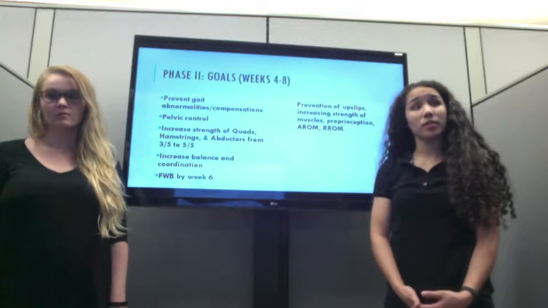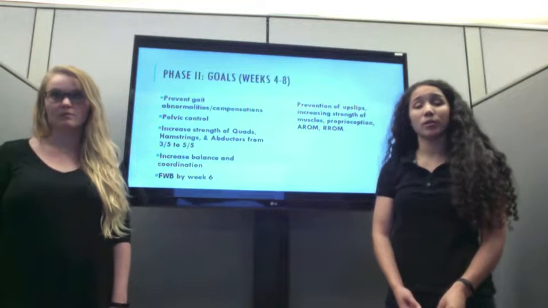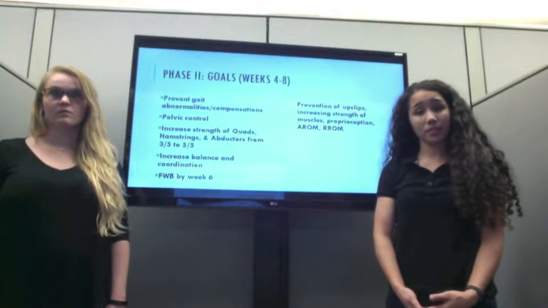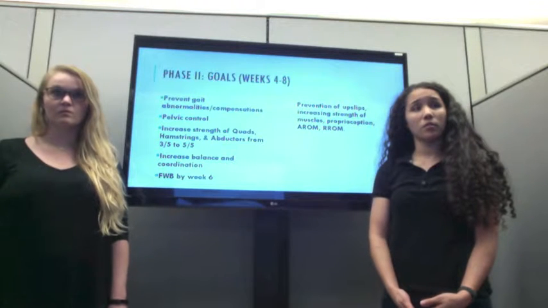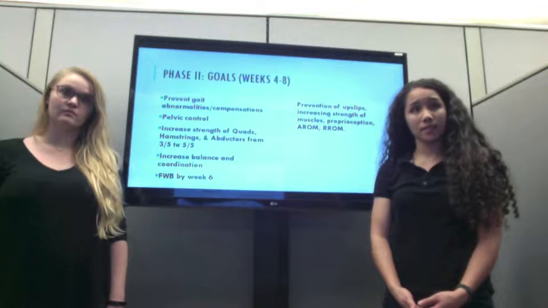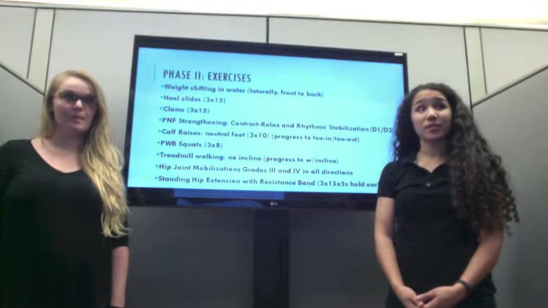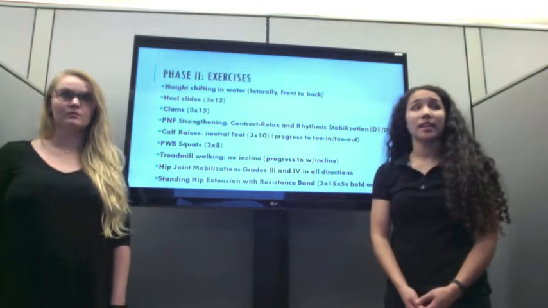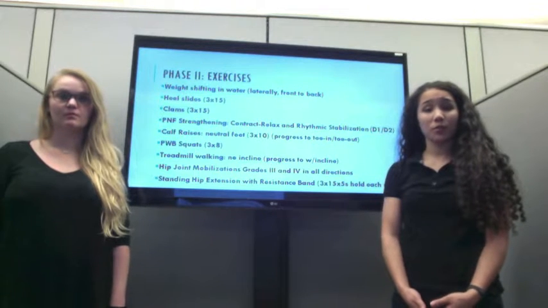We're also going to focus on increasing balance and coordination, which are important to proprioceptive exercises, and we're going to try to become full weight bearing by week 6. So these are some of the phase 2 exercises, and now we will demonstrate a few of those for you.